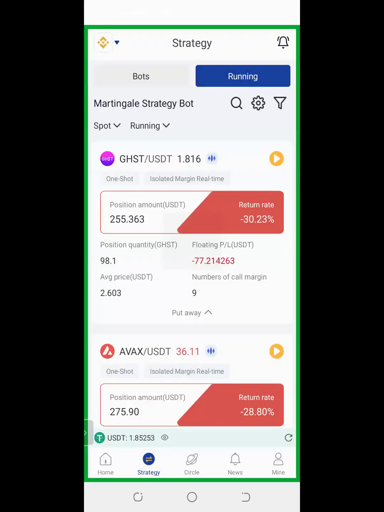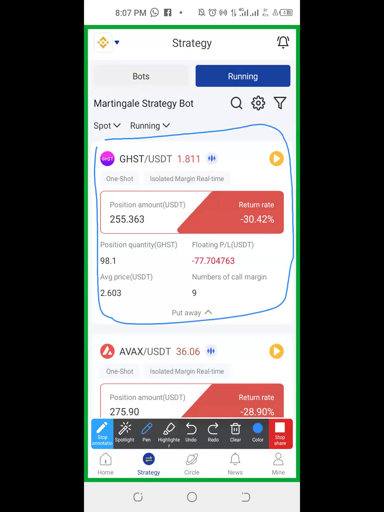Now, because most people don't understand this. With this thing we are seeing, I can tell you the capital that was in my bot and the total capital they bought so far. I don't need to go to my bot to be checking it now and then. I don't need to do that. Now, here you will see what we call position amount USDT.